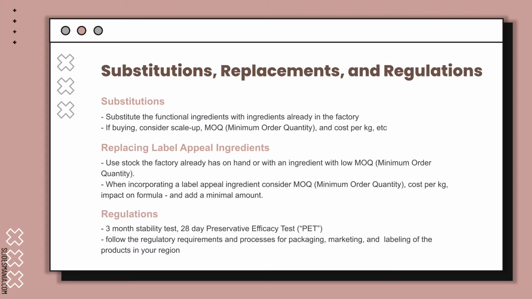For example, emollients and botanical oils can easily be replaced with caprylic capric triglyceride with no effect on the formula while reducing cost. Should you choose to incorporate label appeal or hero ingredients for marketing purposes, bear in mind factors such as MOQ, cost, impact on formula, and add a minimal amount.